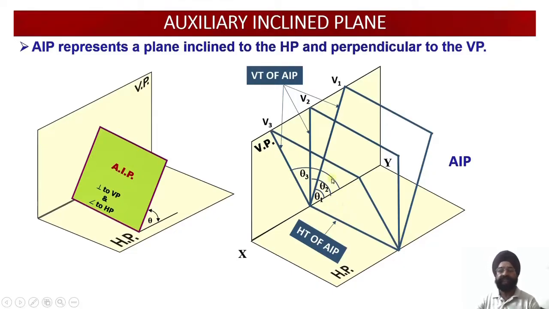In either case, you are going to set this AIP in accordance with the orientation of the surface whose true shape is to be obtained. Accordingly, you can see the horizontal trace will stay in its position, and depending upon the changing orientation, the vertical trace of the AIP may change depending upon the angle of inclination of this AIP with respect to the horizontal plane.